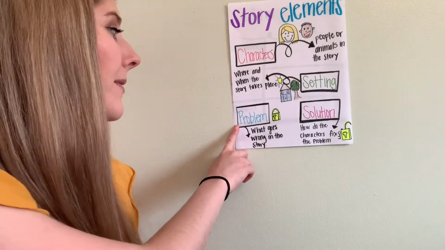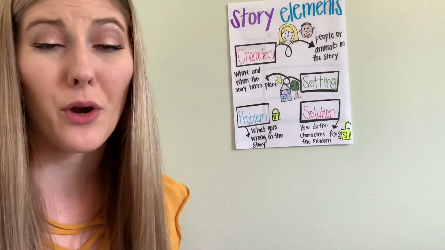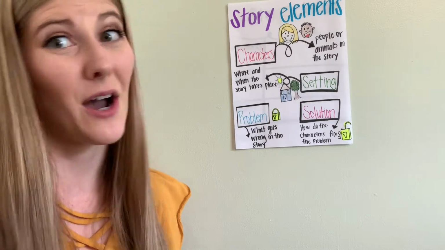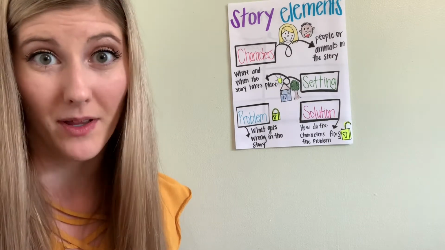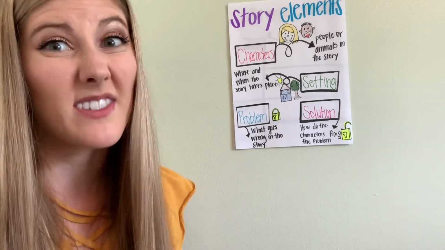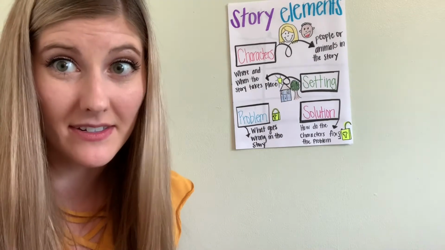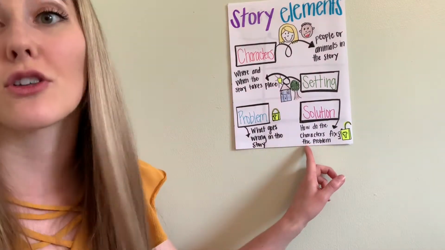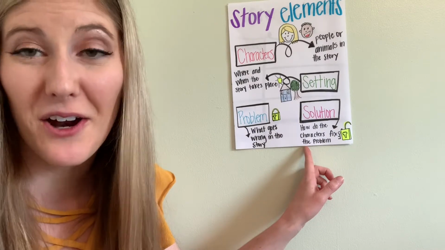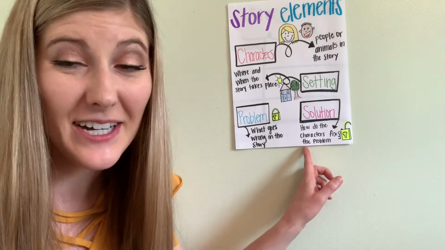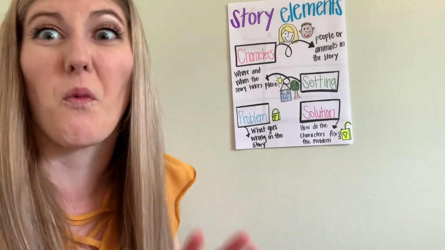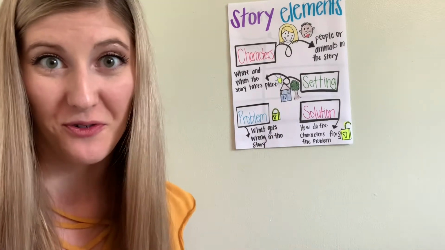All right, and then we have problem. Now the problem is what is going wrong in the story. Now not all stories have problems, but some do. Something bad has happened. And then the solution. What did the characters do to fix the bad thing, or what was the problem in the story?